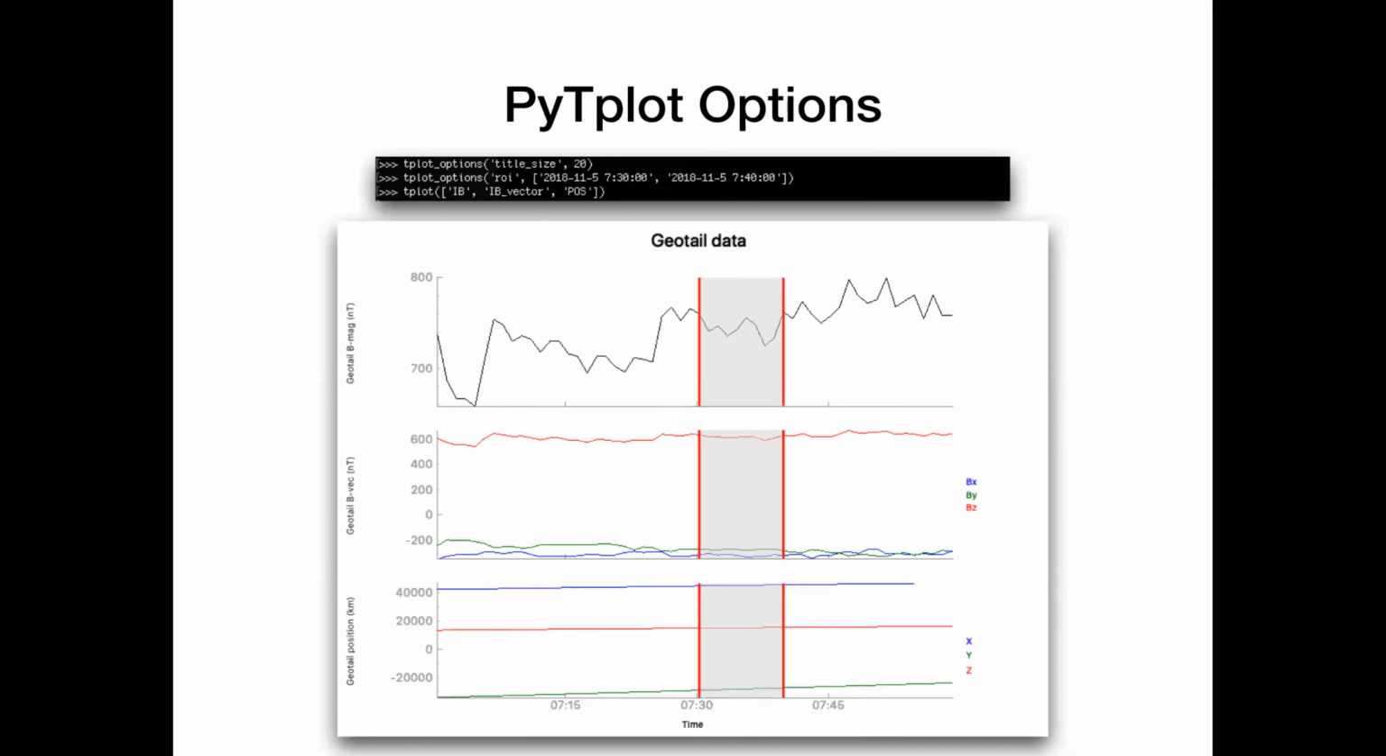And there are many other options. So for instance, you could change the size of the title to 20. We're changing it to 20 characters. So it's tplot_options title size 20. And you can set a region of interest for the entire plot by just setting the ROI option and giving it the time range. And then again, we just call tplot on the variables you want to plot, and it includes the updated title size and the region of interest.